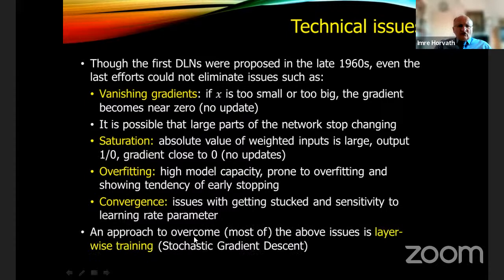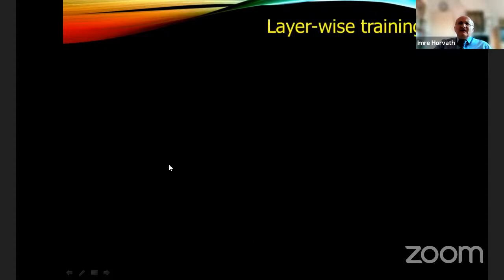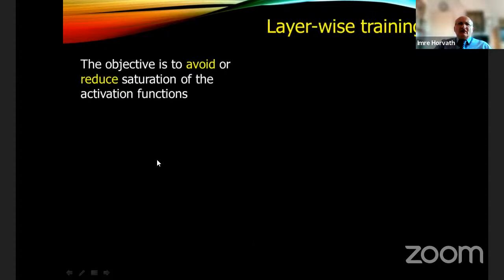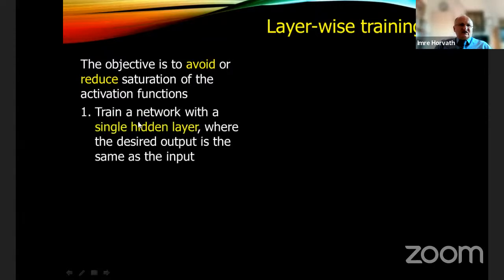So an approach to overcome most of the above issues is the layer-wise training, which is often called stochastic gradient descent. Let me very briefly summarize what are the main elements of a layer-wise training. Obviously, the objective is to avoid or reduce saturation of the activation function. So it can be achieved in a particular process, which includes the following steps.